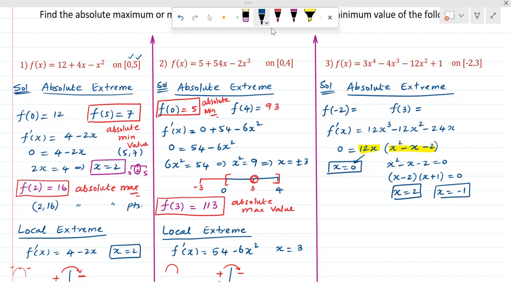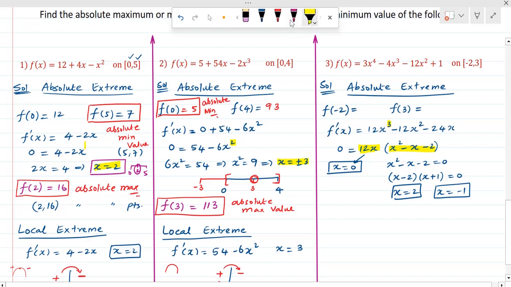And by the way, see the power. If it is power 3, you will get 3 critical values. If it is power 2, x square, we will get 2 critical values. If it is power 1, we will get 1 critical value. So this is the thing we can easily identify. So how many critical values are there?